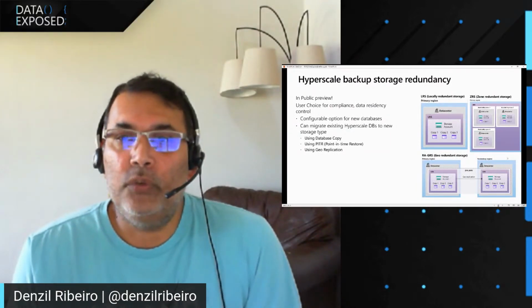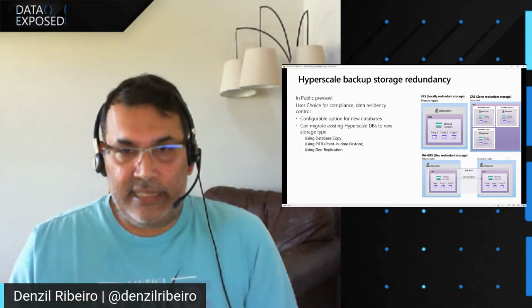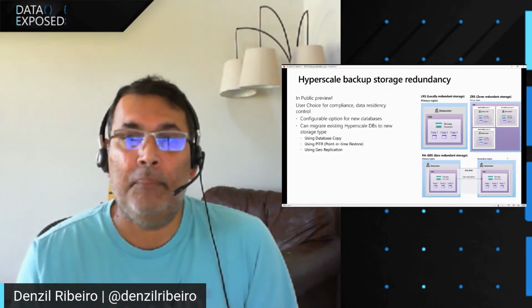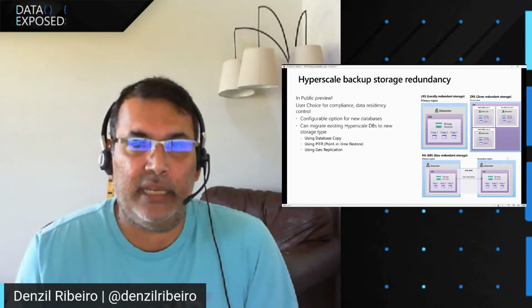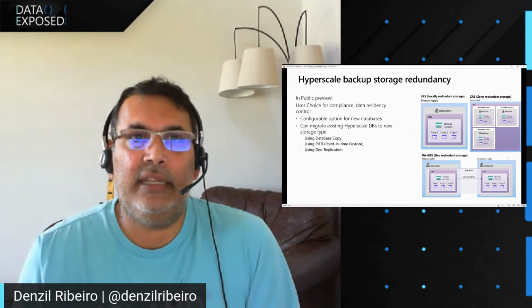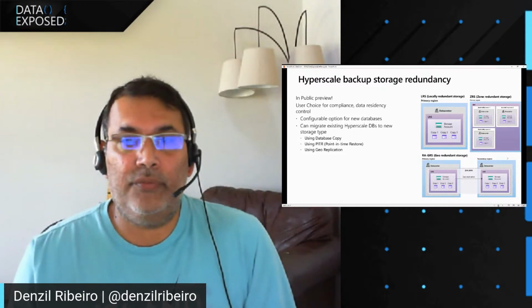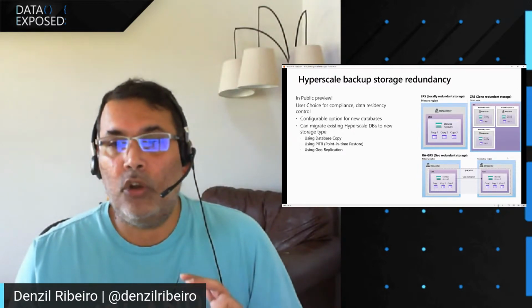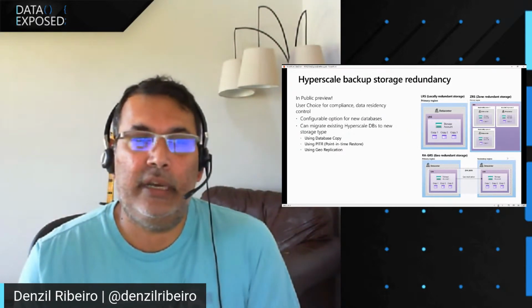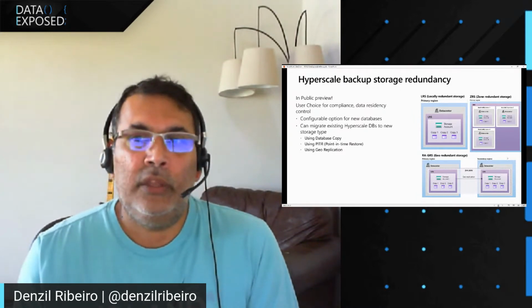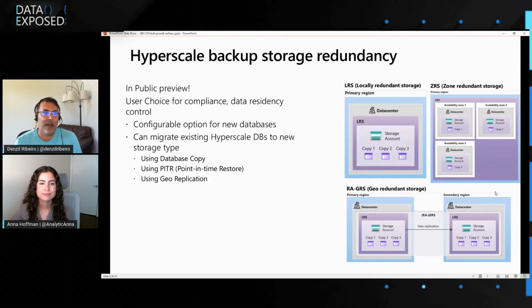So at public preview, we have a configurable option for new databases. If you want to change an existing Hyperscale database, then you have to migrate it with one of the few options: dbcopy, PITR, or geo-replication. And the primary reason is, like I said, it's not just a choice of where your backup resides, but it's a size of data operation, since you've got to now copy into a different storage account type. So that's backup storage redundancy. We hope you try it out if you need it mandated, and give us feedback on how that works.